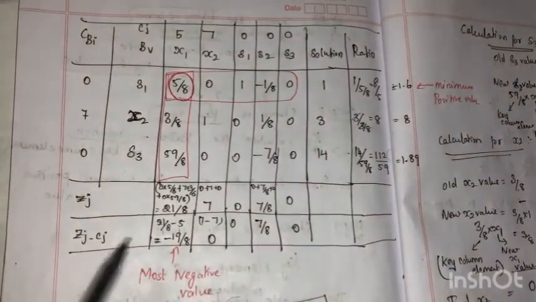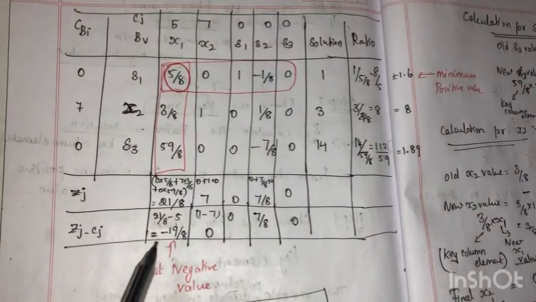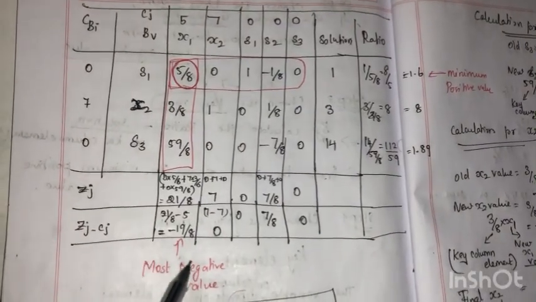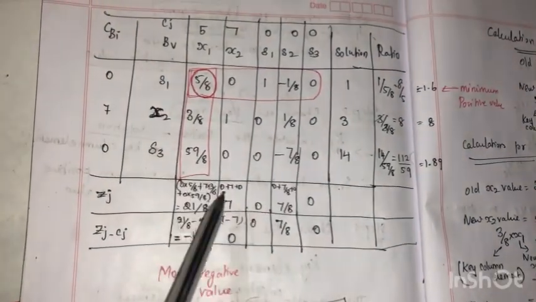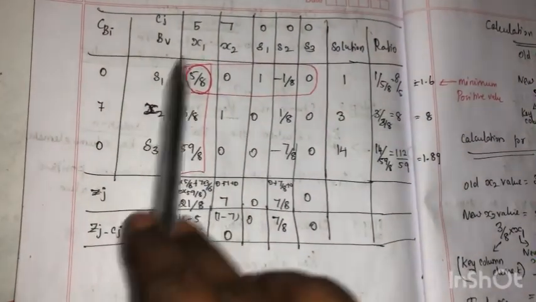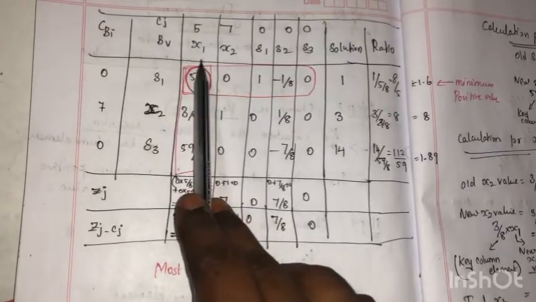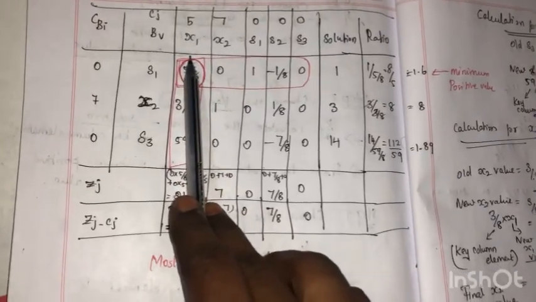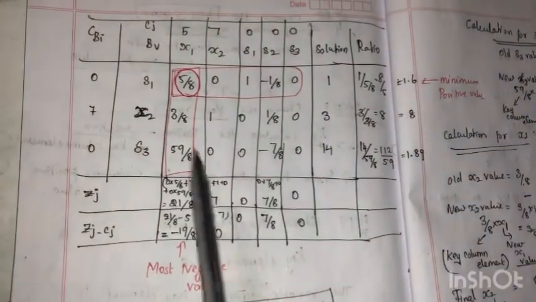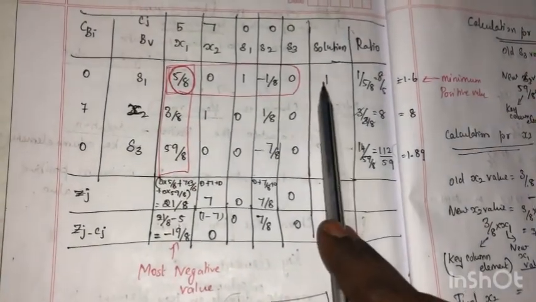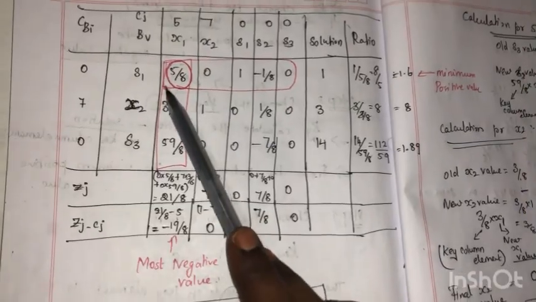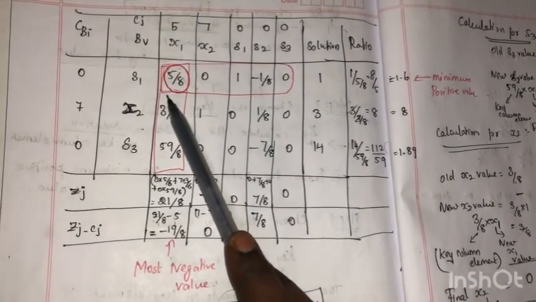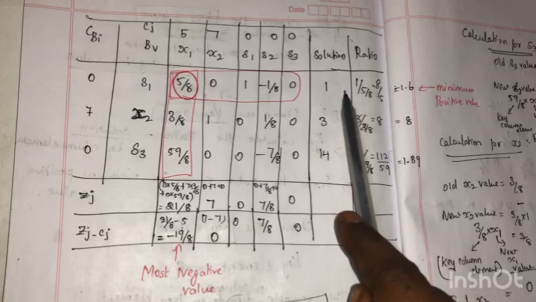Then 0. So from this you are going to choose the most negative value. The most negative value gives the key column. So our next key column is x1. From that you are going to find out the key row. For the key row, you divide the solution by the key column element. Ratio means this will be the formula. Just note it down.